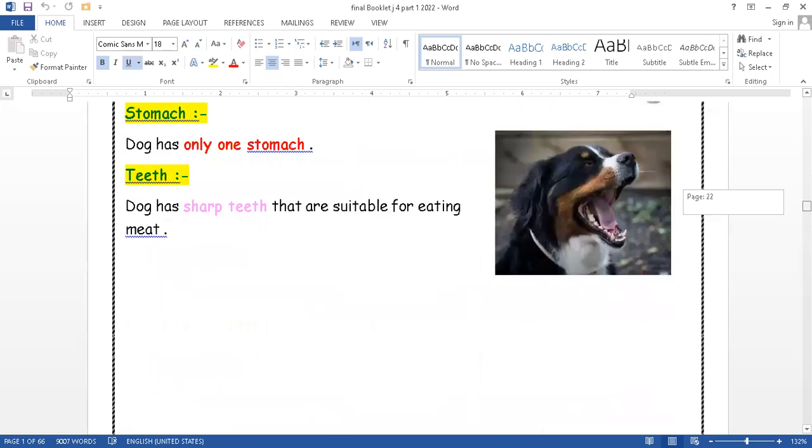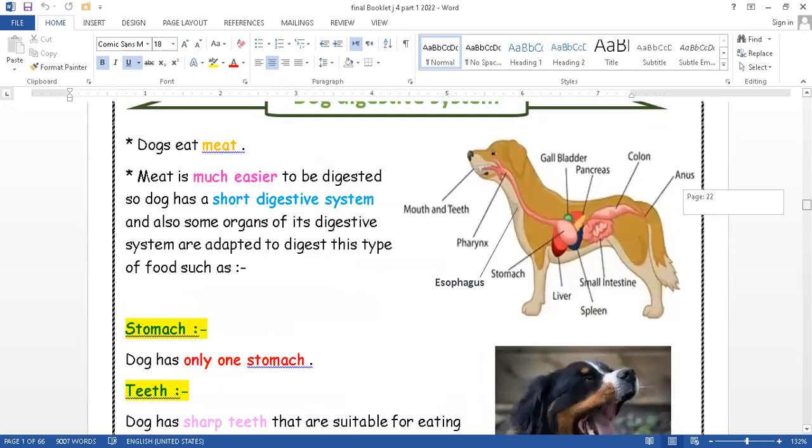Let's start with the digestive system, but in dog. Like when we started with the cow, we said that cow eat what? Grass. So we start from this point. The same here. Dogs eat what? Meat. And to be more specific, dogs eat almost raw meat, which means that the meat isn't cooked.